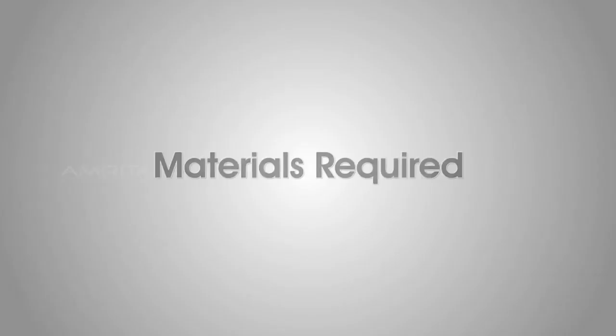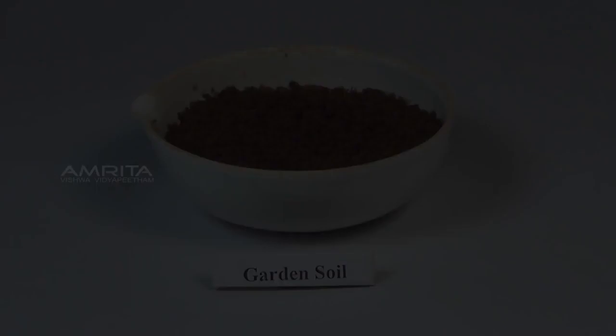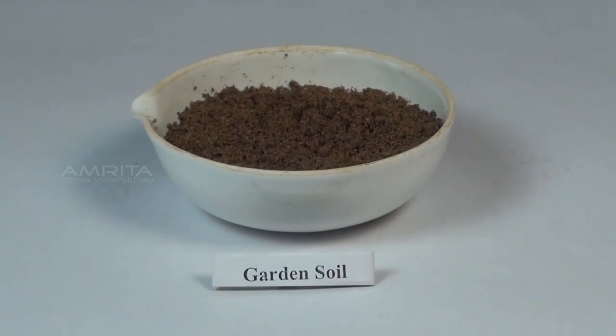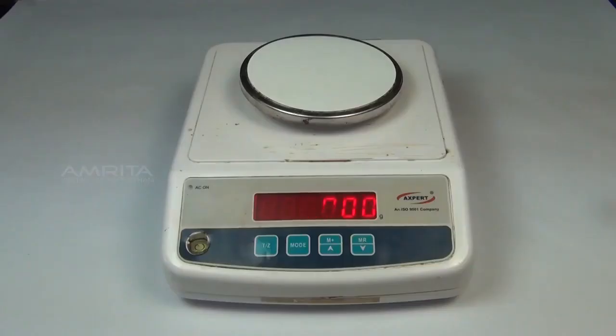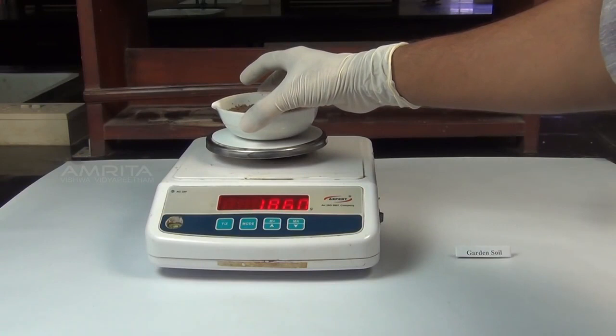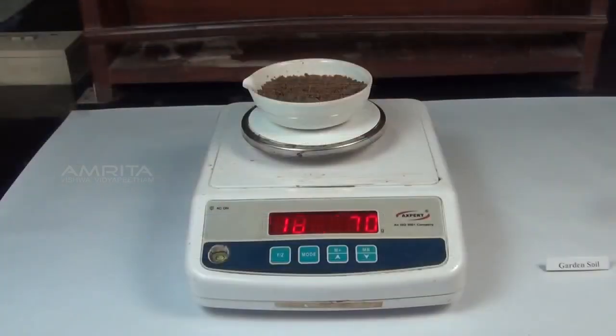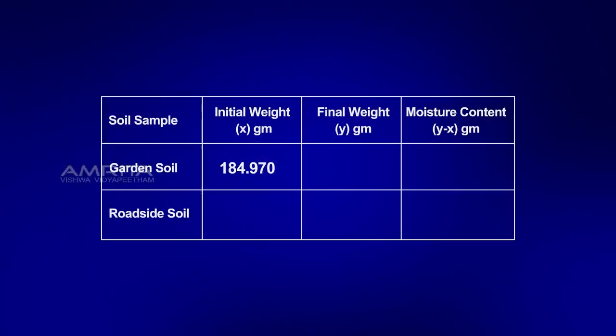To study moisture content of soil. Materials required: crucible containing garden soil and roadside soil, weighing balance and burner. Procedure: take the crucible containing garden soil and weigh the soil sample on a weighing balance. Record the initial value into the table.